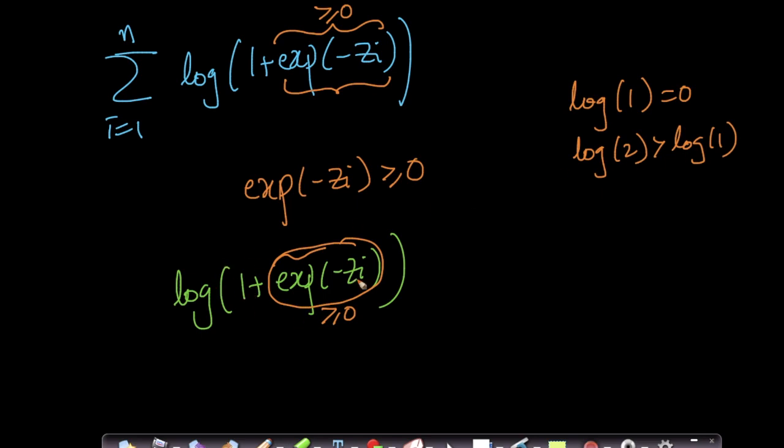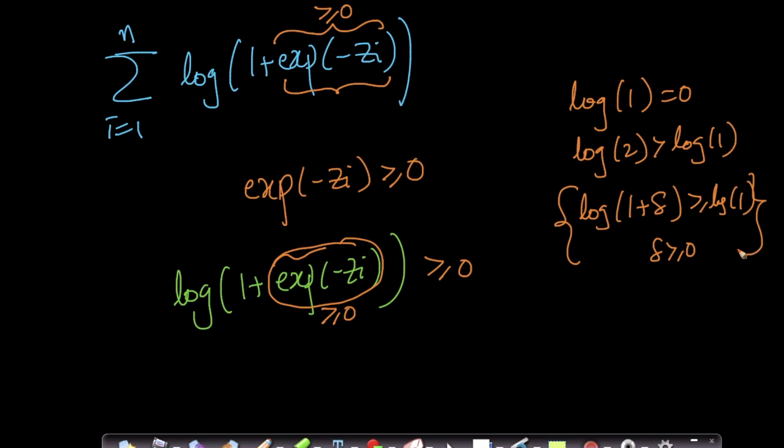So log of 1 plus something which is positive is always greater than or equal to 0, because log 1 equals 0. And we know that log of 1 plus some delta is always greater than or equal to log 1 if delta is a positive number, because log is a monotonic function. We saw this many times. As x increases, log of x also increases. I just use this to get log of 1 plus exp of minus zi is greater than or equal to 0. Now if each of these is greater than or equal to 0, the sum of all of them will also be greater than or equal to 0.